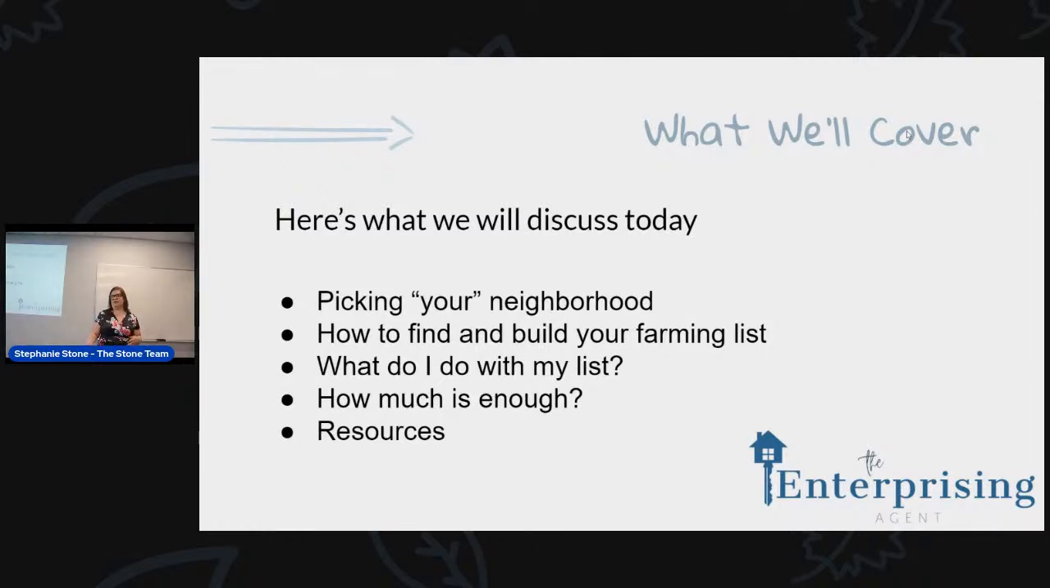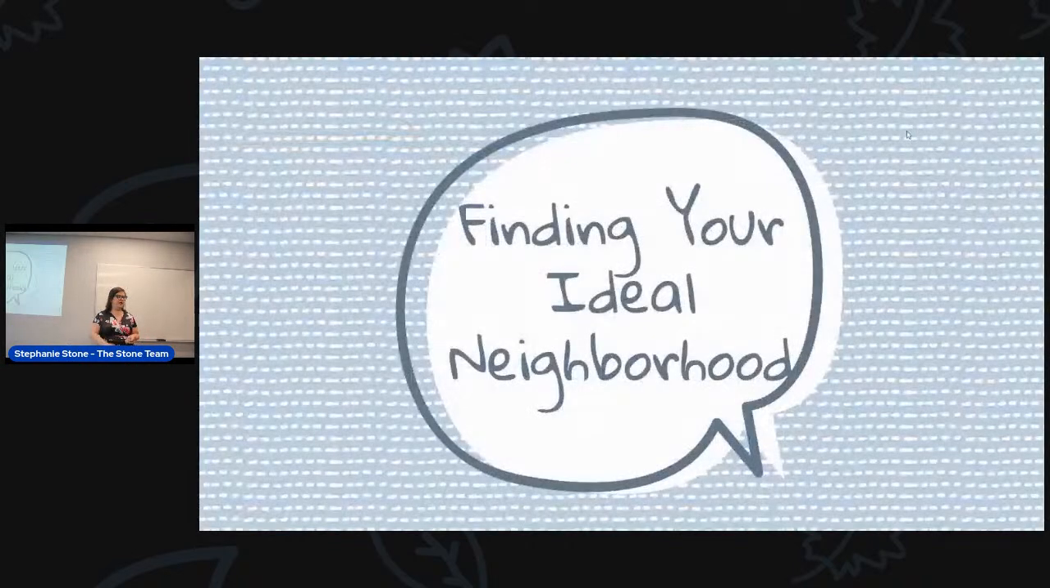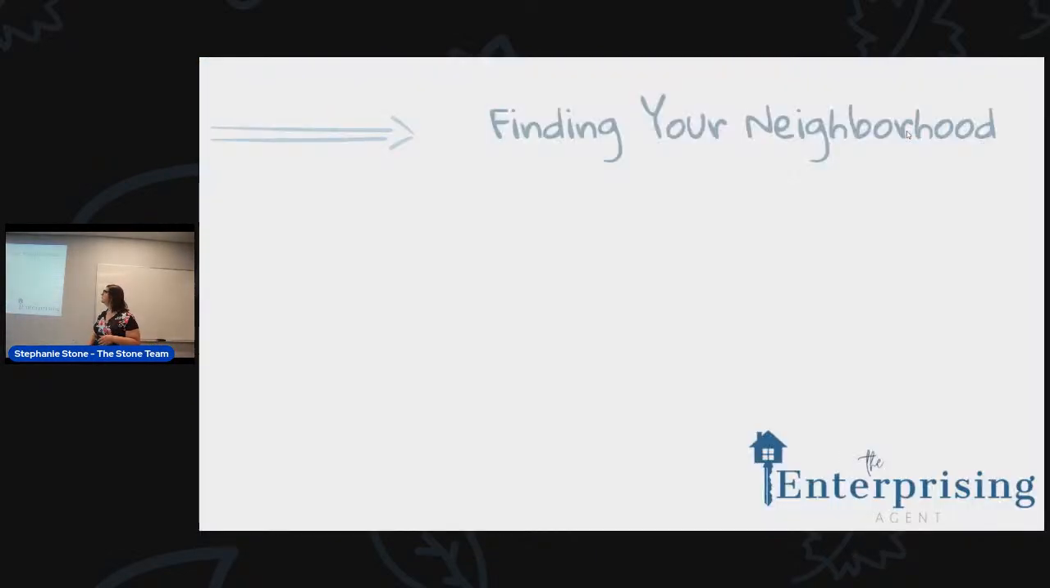We're going to talk about, okay, cool, now you've built your list. What are you going to do with it? We're going to talk about how much is enough, and this is going to be the key to everything. When it comes to geofarming, it's a long game, and we're going to talk about how to play that game right, and then I'll go over some resources that you're going to want to add into your toolkit. Again, most of them are going to be free resources to make your life a little bit better and a little bit easier. So the first thing we're going to talk about is finding your ideal neighborhood.